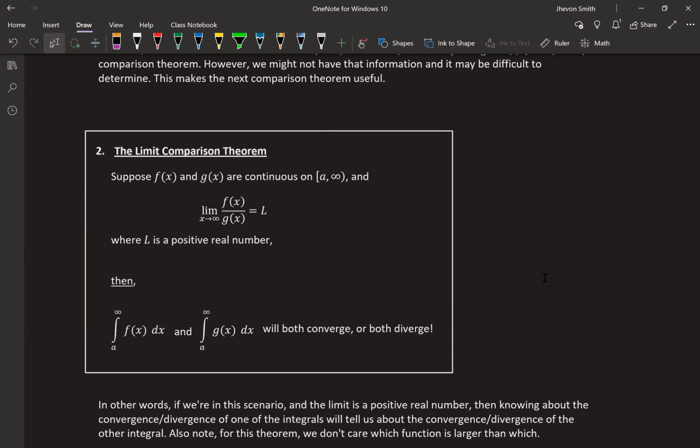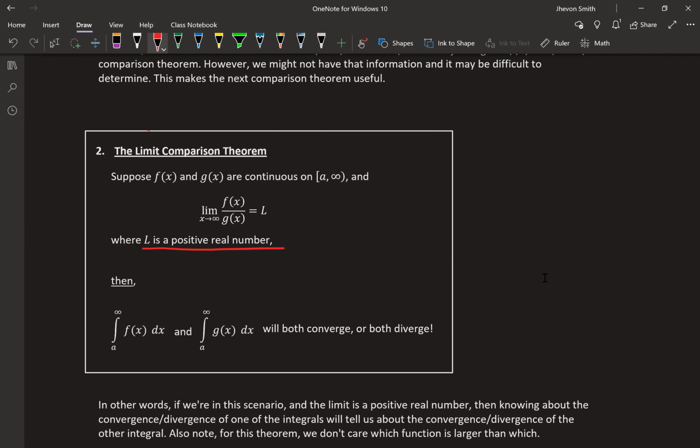And if the limit is a positive real number, and only if the limit is a positive real number, it works. It does not work in any other situation. L is a positive real number. So you take the ratio, you take this limit, and if L is a positive real number, then what's going to happen is that the integral of f and the integral of g will do the same thing. They'll both converge, or they'll both diverge.